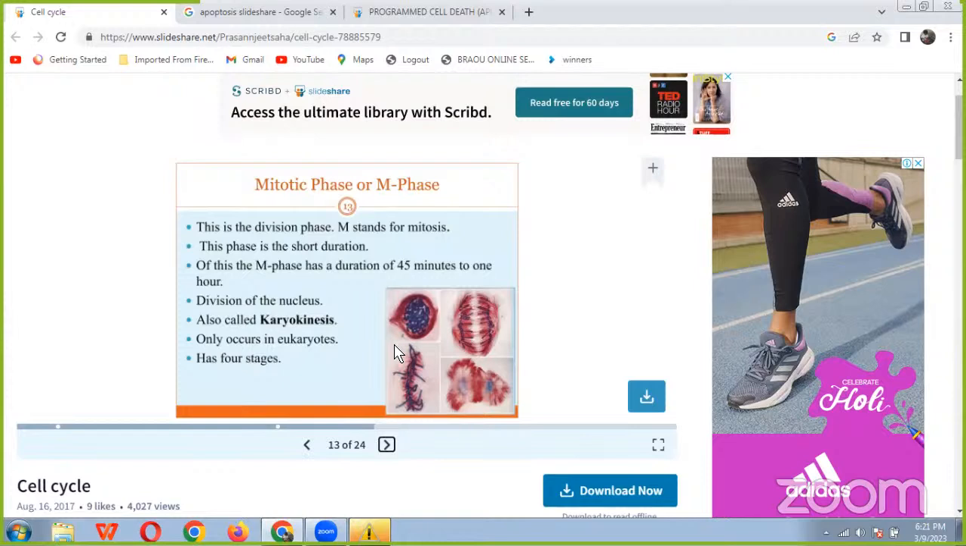M stands for mitosis. M phase is divided into 5 discrete phases: prophase, prometaphase, metaphase, anaphase, and telophase. These are the 5 steps in the mitotic phase.